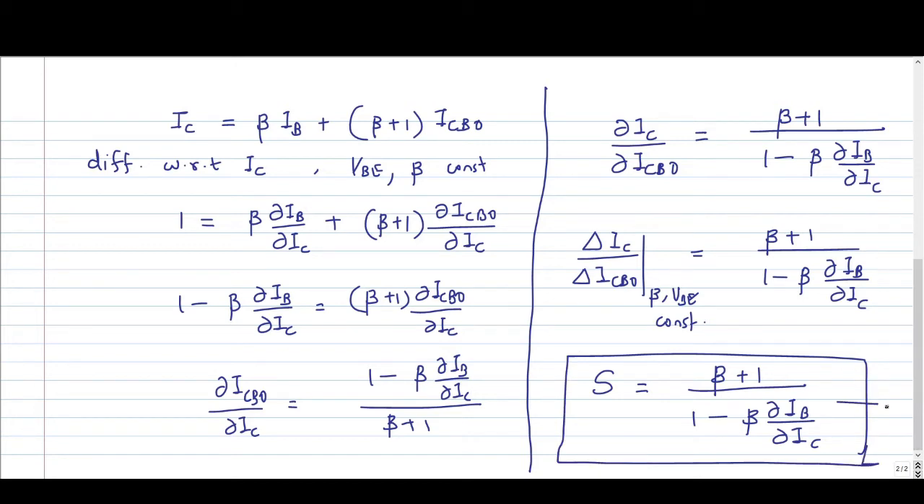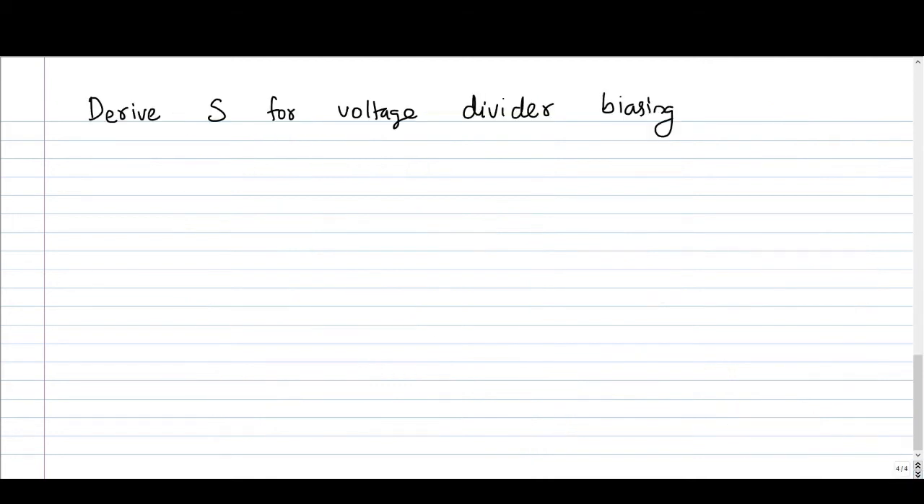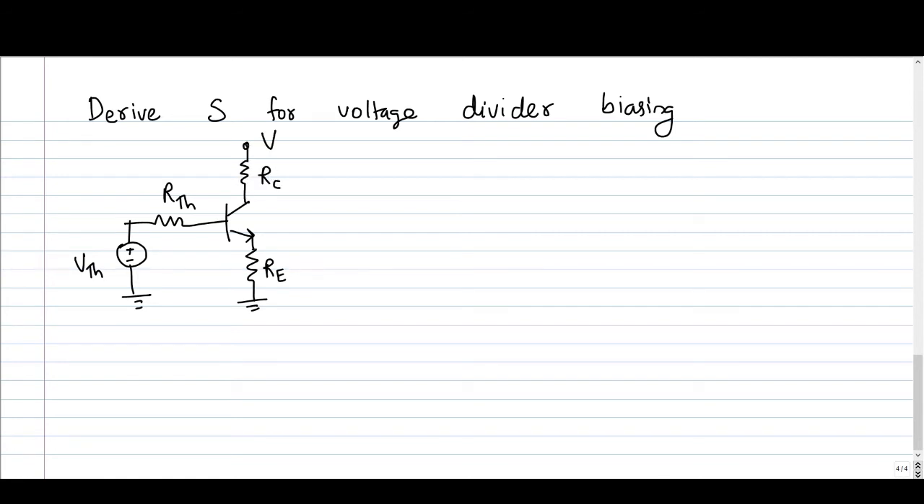Let us mark this as equation 1. Now we will derive an expression for stability factor for voltage divider biasing. In voltage divider biasing, we have replaced the input side by the Thevenin equivalent, VTH in series with RTH, and this is the transistor. This we have done in the previous class.